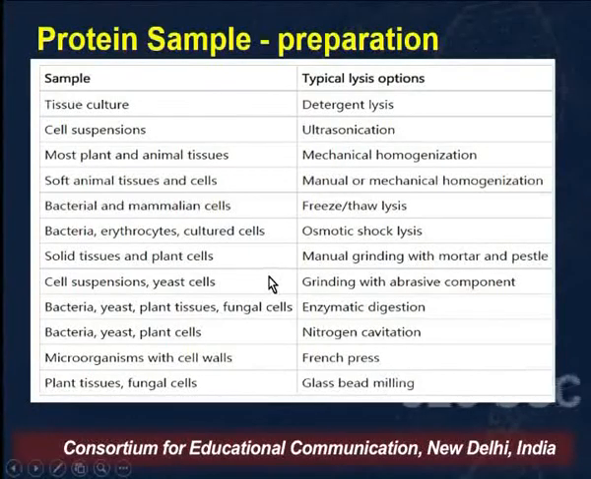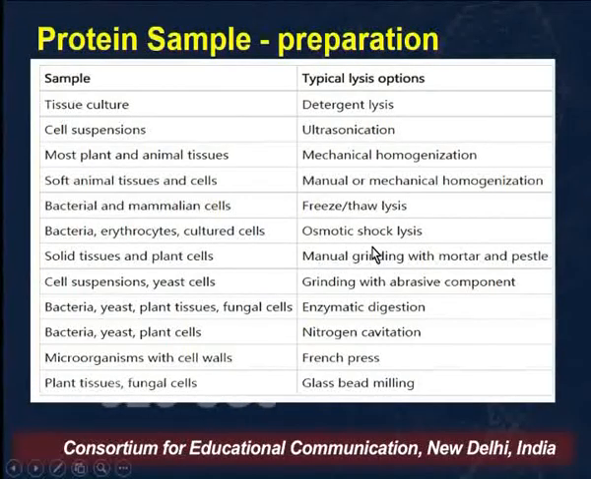When we use tissues and cells, we can also use a simple mortar and pestle. We take the tissue, isolate it, place it in the lysis buffer containing the detergent, and then use a mortar and pestle to grind it so that the entire protein lysate comes out. Then we can centrifuge and remove the cell debris. So different kinds of methods are used.